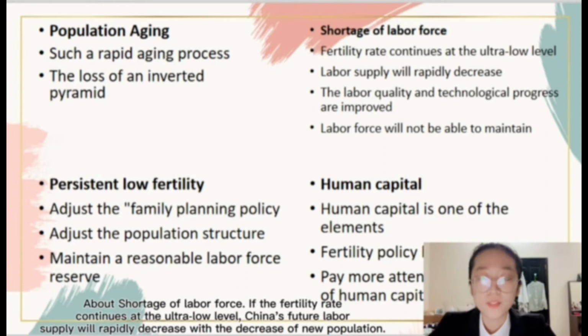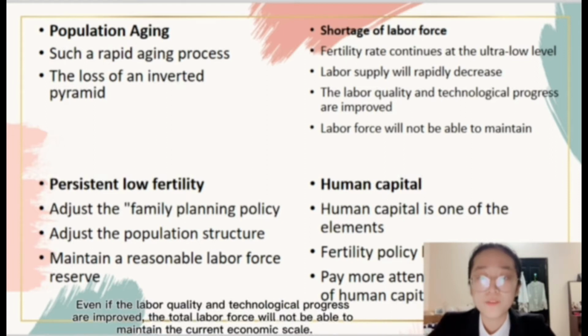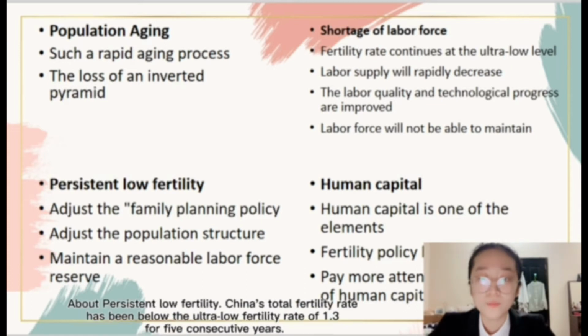About shortage of labor force, if the fertility rate continues at the ultra-low level, China's future labor supply will rapidly decrease with the decrease of new population. Even if the labor quality and the technological process are improved, the total labor force will not be able to match the current economic scale.